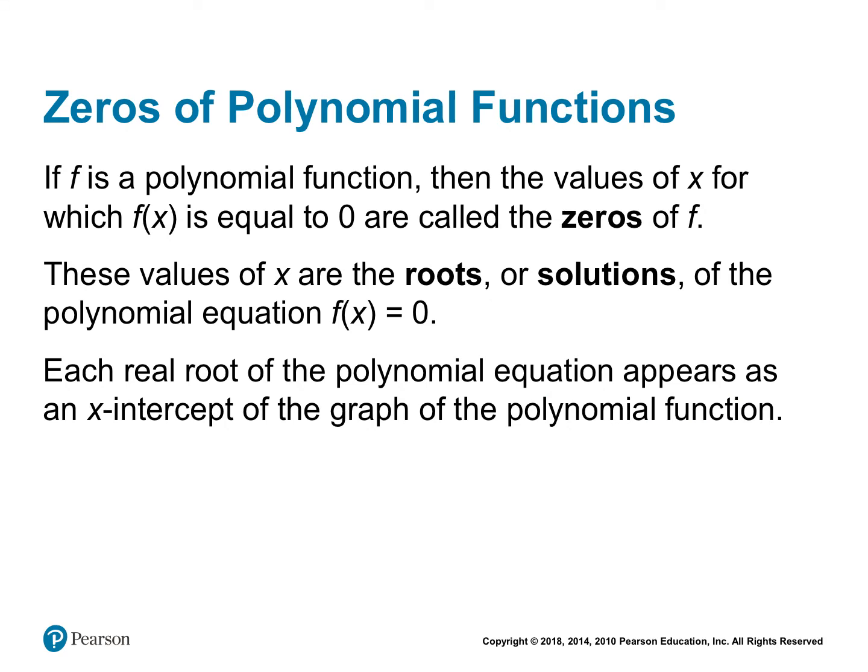Okay, we're going to end by talking about the zeros of polynomial functions, which is a big part of your next test, so make sure you study this. If f is a polynomial function, then the values of x for which f of x is equal to 0 are called the zeros of f. These values of x are the roots or solutions of the equation. So when we set f of x equal to 0, we'll find the roots. Each real root appears as an x-intercept of the graph.